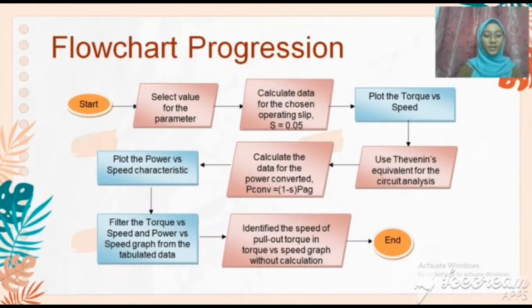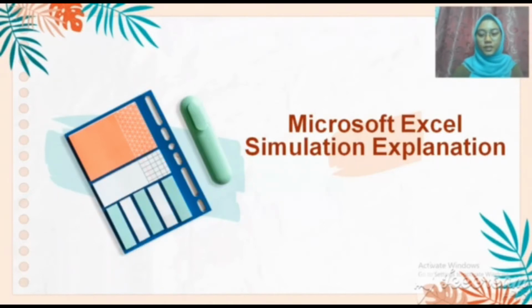Then, this is our flowchart progression. For the first, we will select the value for the parameter, and then we will calculate data for the chosen operating state that equals 0.05. We also will plot the torque versus speed, and then we will use the Thevenin equivalent for the circuit analysis. We also calculate the data for the power converted, and then we plot the power versus speed characteristic, and then we will filter the torque versus speed and power versus speed graph from the tabulated data. Lastly, we will identify the speed of pull-out torque in torque versus speed graph without calculation. That is the end.